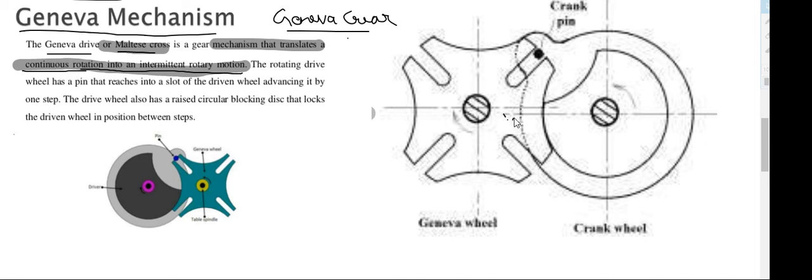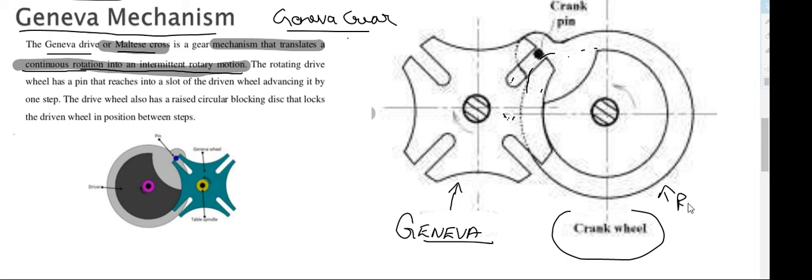You should draw this diagram for your exams and in your notebook. This disc, or crank wheel, produces a continuous rotary motion. But this is a pin that goes inside this slot, and when this disc rotates in this direction, that pin drives this Geneva wheel. This is known as the Geneva wheel. That is the main thing. This crank wheel produces continuous rotation, and this converts that rotation into intermittent motion.